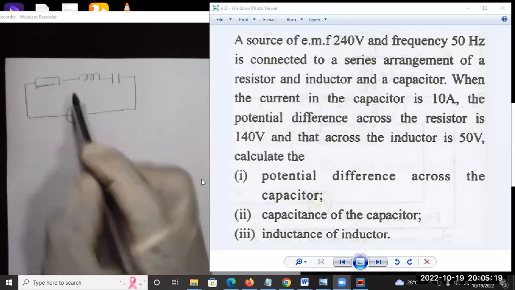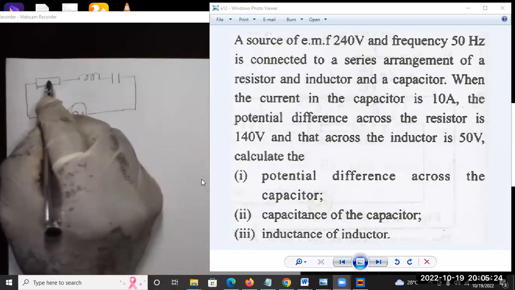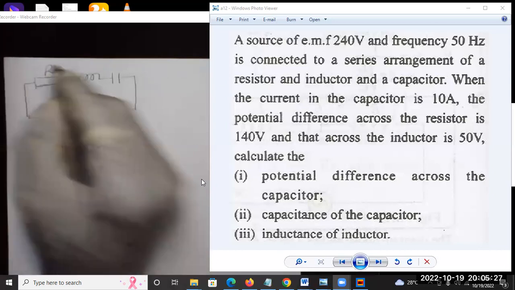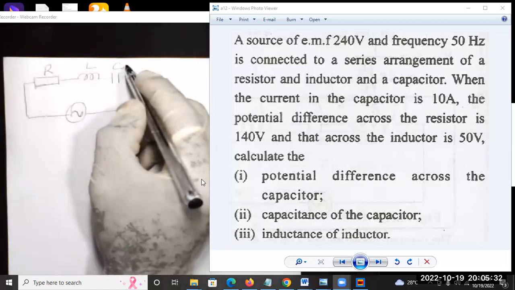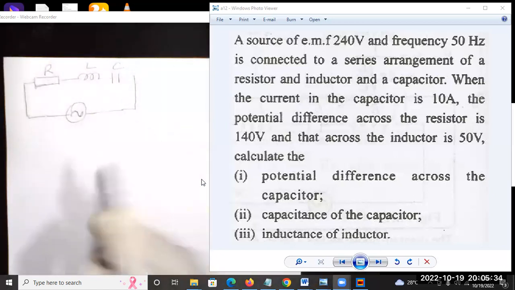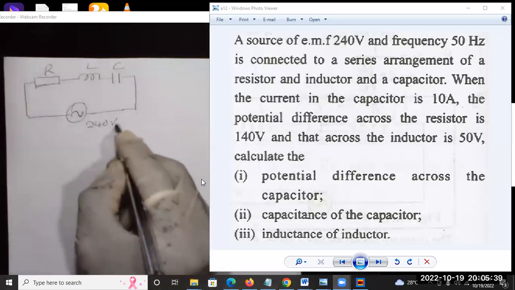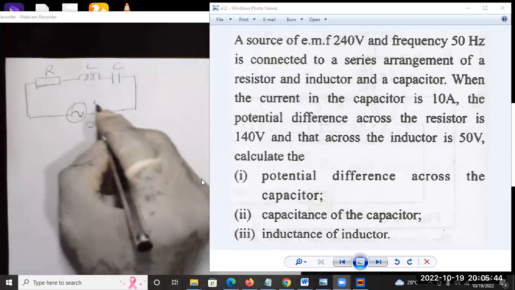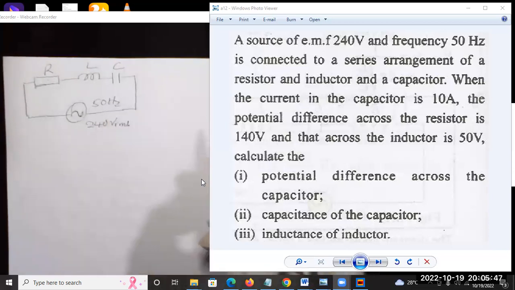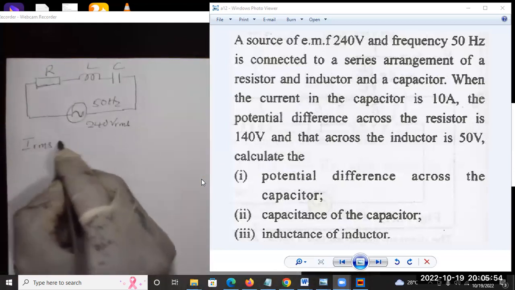This is the circuit diagram of the situation. This is a resistor, which is given. We have the resistor, and then we have the inductor and the capacitor. This is the source voltage. It's giving us 240 root mean square volts, and the frequency is 50 Hz. And from the question, we have the root mean square current that flows in the circuit. It's giving us 10 ampere.